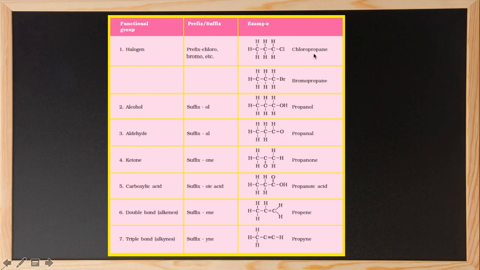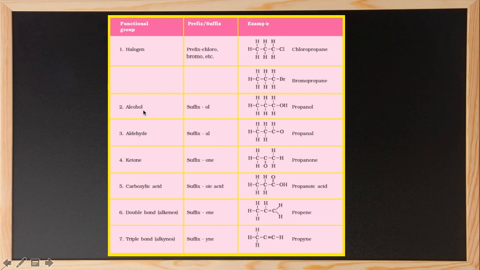chloropropane. All are single bonds, so it's propane. It's an alkane. It's a saturated one. 3 carbons, so it's prop. If it's a halogen functional group, then you have to say chloro or bromo as the prefix. Since it's chlorine, you have to say chloropropane. If it's bromine, you have to say bromopropane because there are 3 carbons.